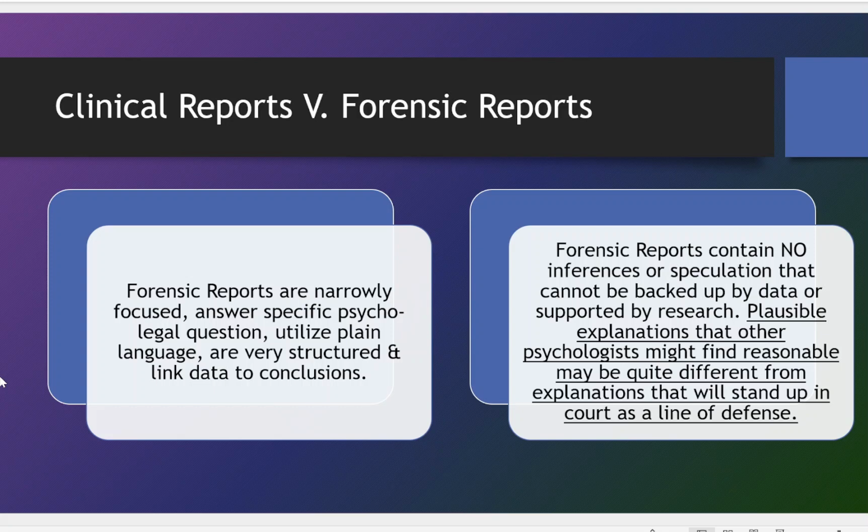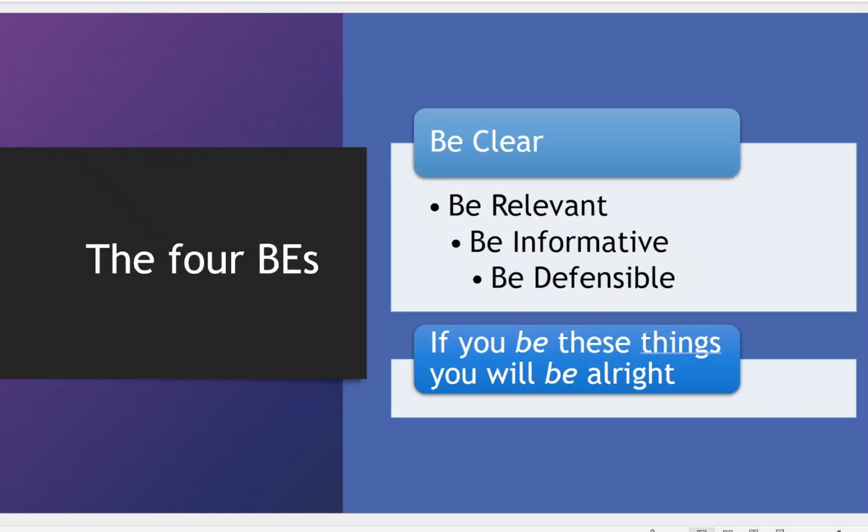Plausible implications that other psychologists might find reasonable may be quite different from explanations that will stand up in court as a line of defense. So, that's going to be one very big difference. So here, I just want to remind you of the 4 Bs: to be clear, be relevant, be informative, and be defensible. If you be all of these things, you're going to be all right.